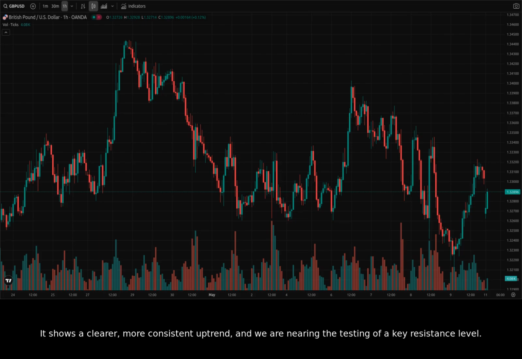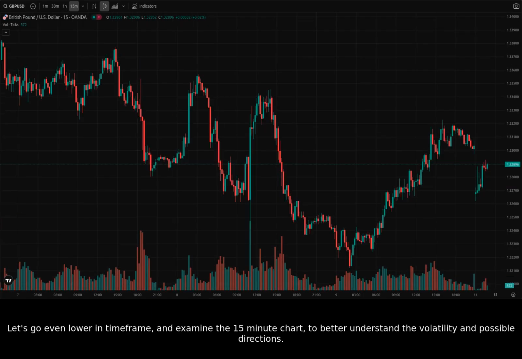It shows a clearer, more consistent uptrend, and we are nearing the testing of a key resistance level. We must pay close attention to that 1.34 area. If the price breaks that level, then the likely scenario would be an aggressive move upwards. Let's go even lower in time frame and examine the 15-minute chart to better understand the volatility and possible directions.